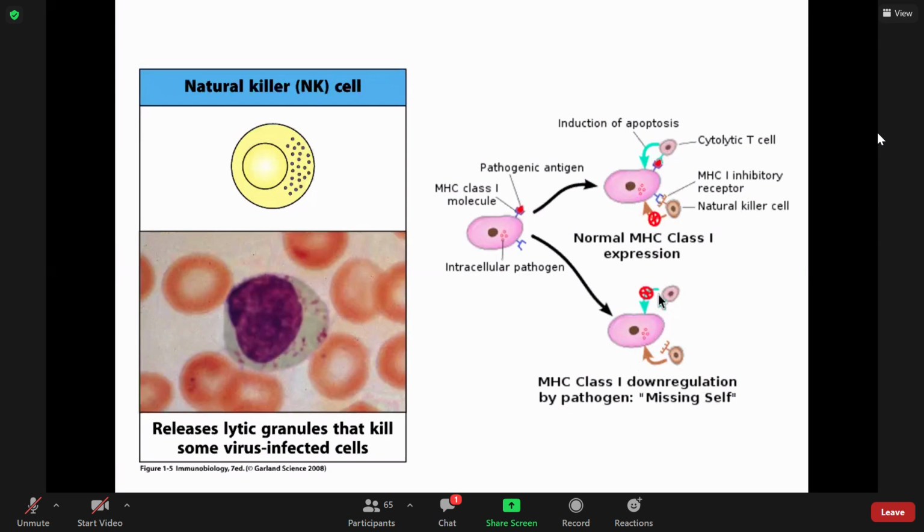But as I said, there are conditions where MHC class 1 is downregulated on the surface of these infected or transformed cells. In that case, cytotoxic T cells will not be able to function appropriately. And as an alternative mechanism, your NK cells get activated and try to remove these target cells, because they recognize target cells once they do not express MHC class 1. Okay, this is called the missing self activation mechanism by NK cells.